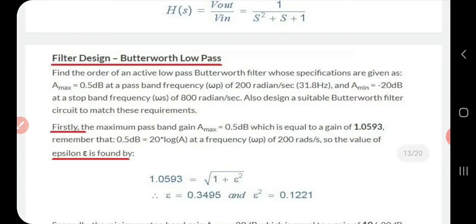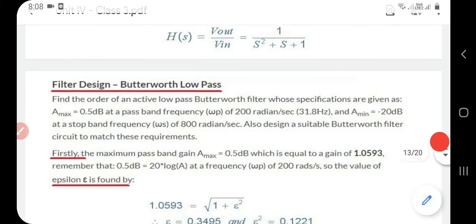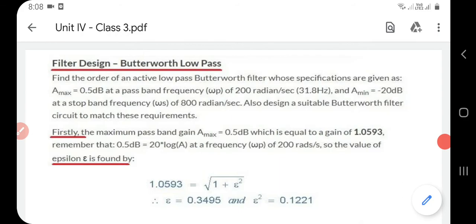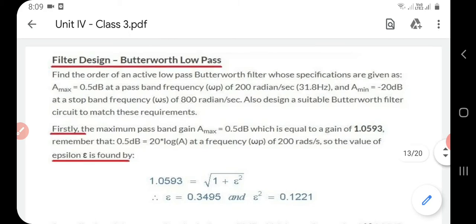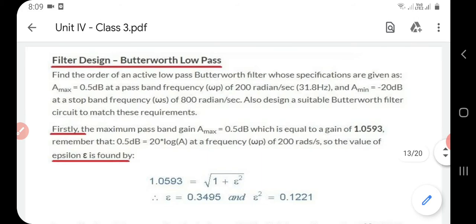Now there is no need of memorizing these values. This is just an example to show how you design a low pass Butterworth filter. See, they are asked to find the order of a low pass Butterworth filter whose specifications are given: maximum passband gain is 0.5 decibel and passband frequency omega p is 200 radian per second, and minimum passband gain A minimum is minus 20 decibel and the stop band frequency omega s is 800 radian per second. So using these specifications you will have to design a low pass Butterworth filter. For that we have to find out the order of the Butterworth filter.